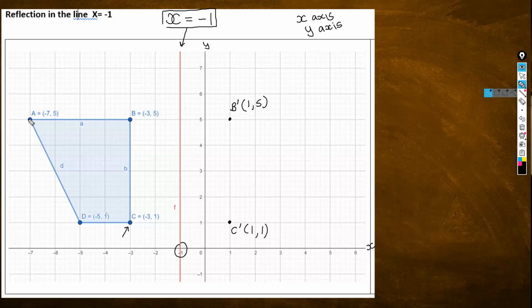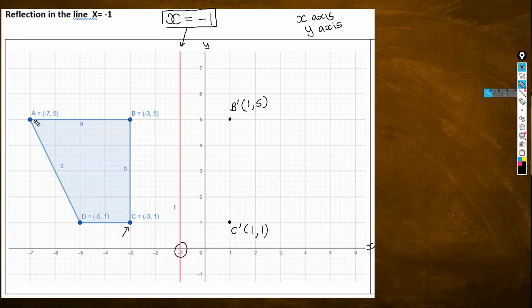You think you all could do A for me? You think you all could get A prime for me? Plenty people are saying 6, 5 or 5, 5. Somebody is wrong.